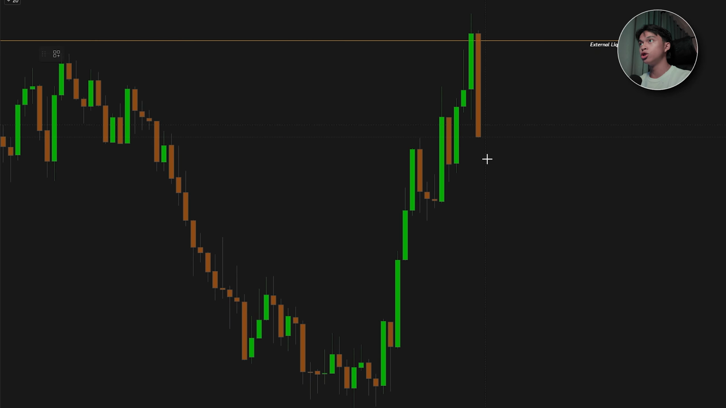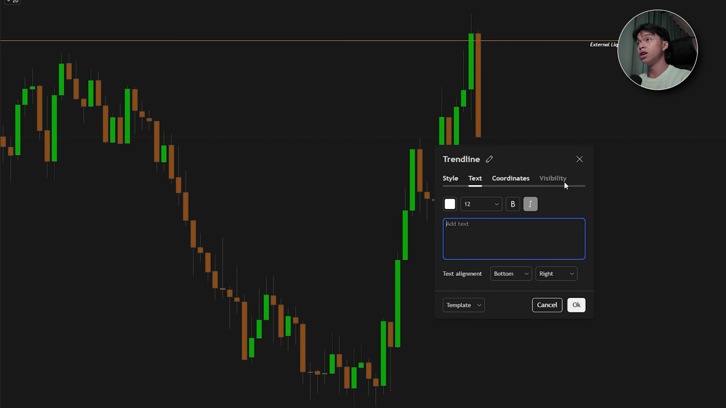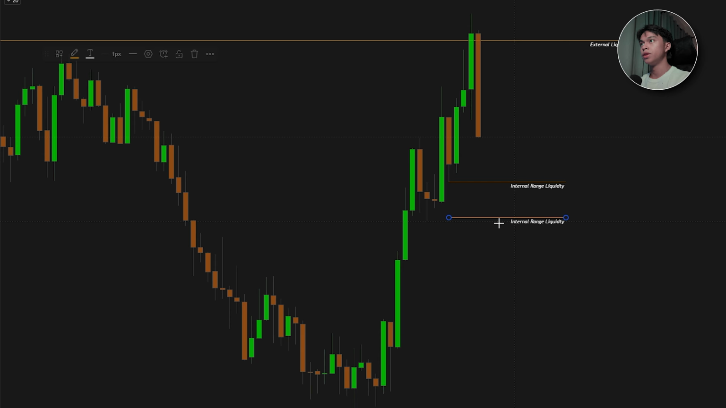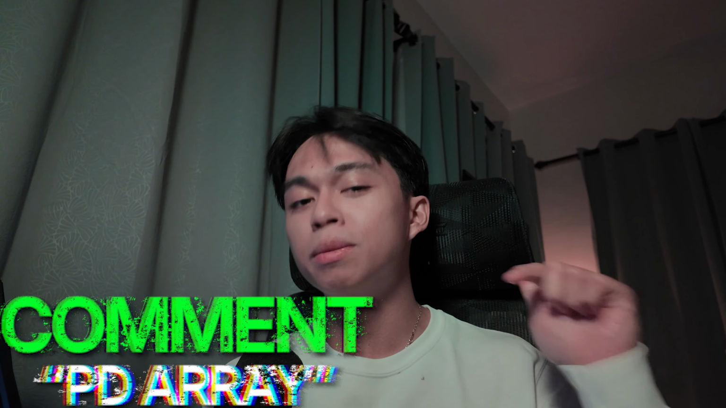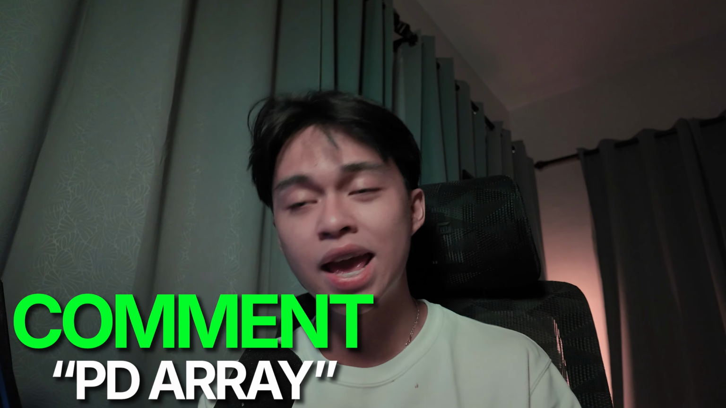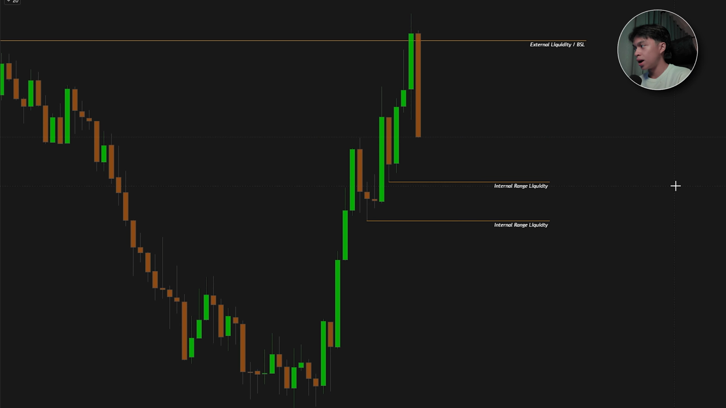We do have internal range liquidity, okay? ITL, okay? Or you can just say internal range liquidity like here. There's another internal range liquidity like this. Now, remember guys, what the market likes to do is it sweeps all this internal range liquidity, and it can also manipulate into a higher time frame PD array, but those PD arrays are going to be in another video. If you guys want the full explanation for that, comment PD array and we are going to be making that video next. So looking into this right here, the market is going to be sweeping out that internal range liquidity before the bigger push to the upside.